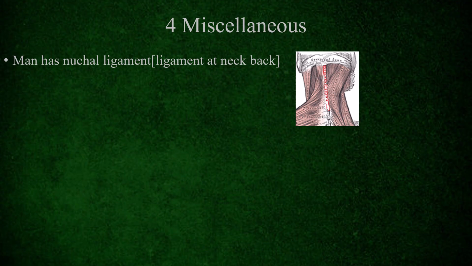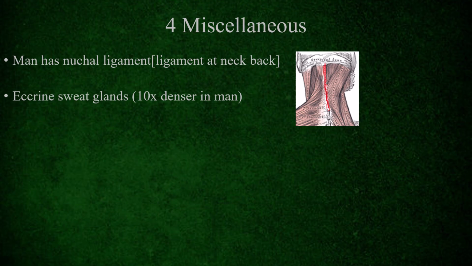That's the ligament at the back of the neck right there. Hence why our necks and heads are positioned the way they are, unlike apes. Next, when it comes to eccrine sweat glands, which are the most common types of sweat glands, the ones used for thermal regulation, they are 10 times larger than in chimps. That's why you can see a human that looks really sweaty, but not really a chimp.